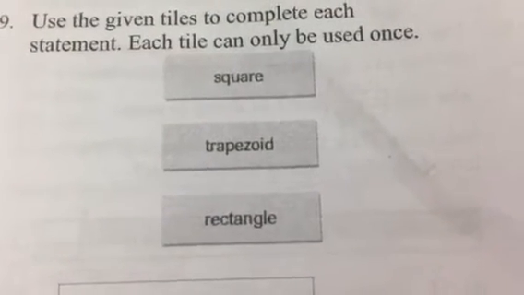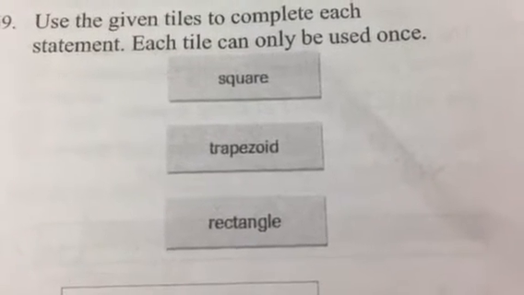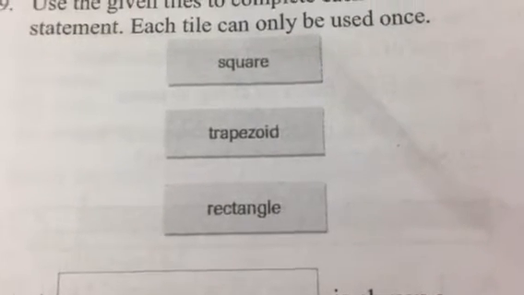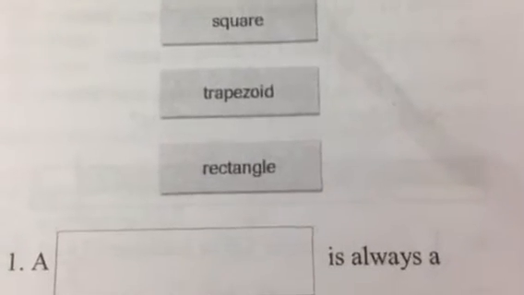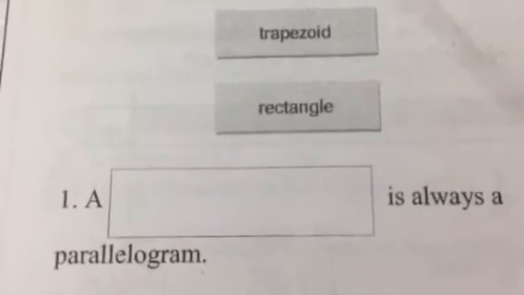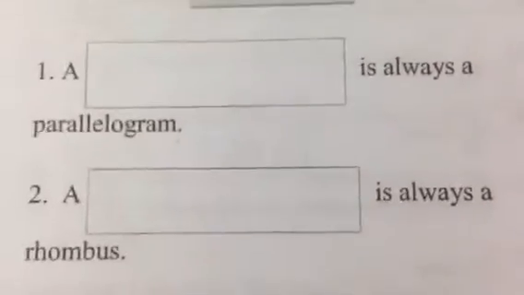Well, I know it can't be trapezoid because a trapezoid is not a parallelogram because it does not have 2 pairs of parallel lines. Let's see, does a square have 2 pairs of parallel lines? Yeah, it does. So it could be a square. Does a rectangle? Yeah, it does. So it could be either one of those. And since I don't know which one, I'm going to move on because I know I can only use one of each of those one time.